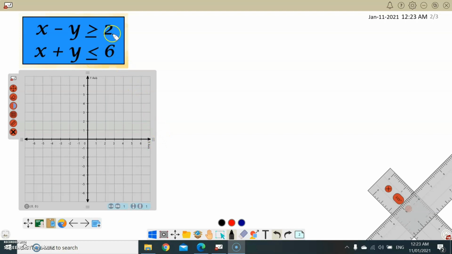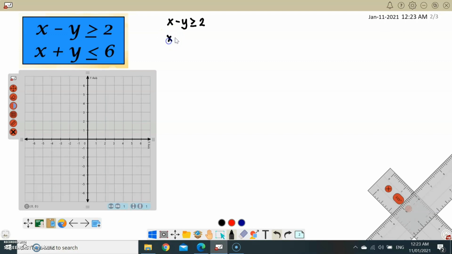Remember, in graphing system of linear inequalities in two variables, we need to draw first the graph of the first inequality, and after which we're going to draw the graph of the second linear inequality. So let us start with the first one. So we have here x minus y is greater than or equal to positive 2. In doing so, we need to change first the inequality symbol to equal sign in order for us to have an equation so we can graph the boundary line.